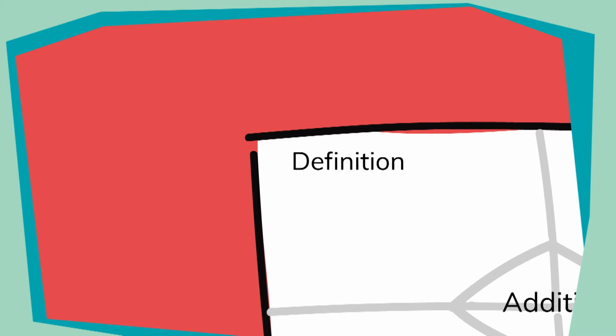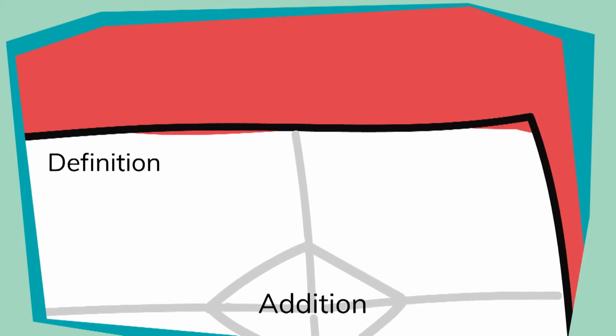Okay, great. In the upper right rectangle, we're going to provide an example of addition. So let's write example here. Then, in the lower left rectangle, we'll provide a non-example or what addition is not. So let's write non-example here. And finally, in the lower right rectangle, we'll draw a picture to help us visualize what addition is. So let's write picture here to remind us of what we're supposed to do.